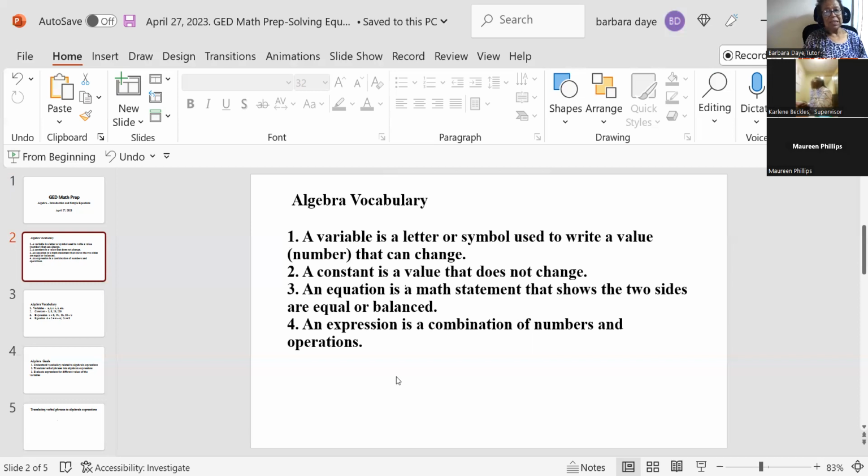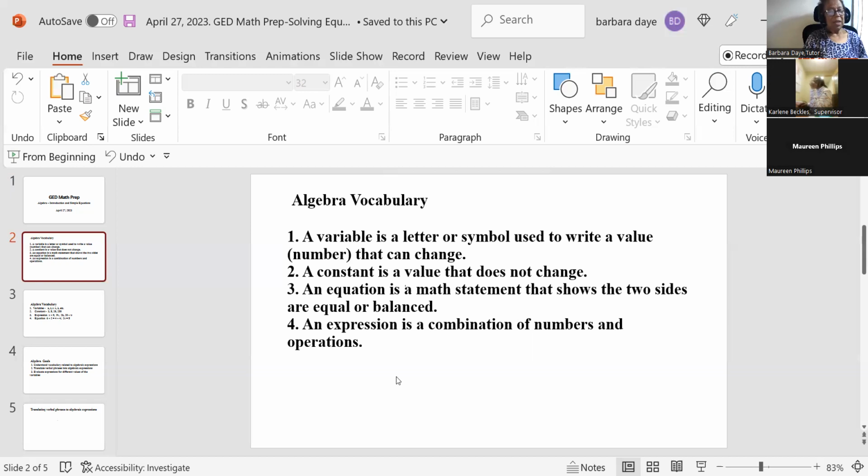Now, what is a constant, Maureen? The constant is a value that does not change. Those are numbers like 100, 5, 3, -7. That value does not change. Okay, so in algebra, we have variables, we have constants.